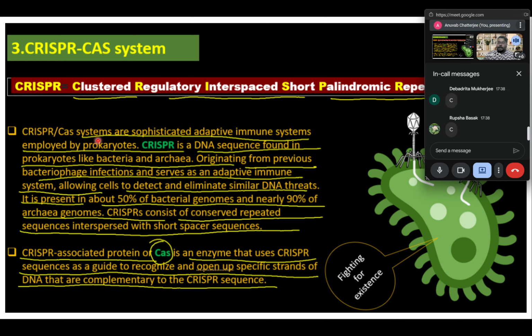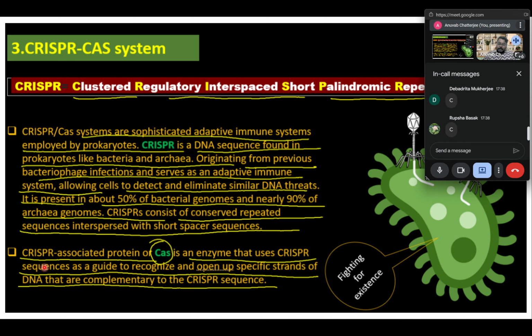So CRISPR-Cas9 systems are sophisticated adaptive immune systems of prokaryotes. So these are systems that are used to fight against viral infections and not for genome editing. So CRISPR by itself, clustered regularly interspersed short palindromic repeats, is a DNA sequence found in prokaryotes such as bacteria and archaea, originating from previous bacteriophage infections and serves as an adaptive immune system, allowing cells to detect and eliminate similar DNA threats. It is present in about 50% of bacterial genomes and 90% of archaea.